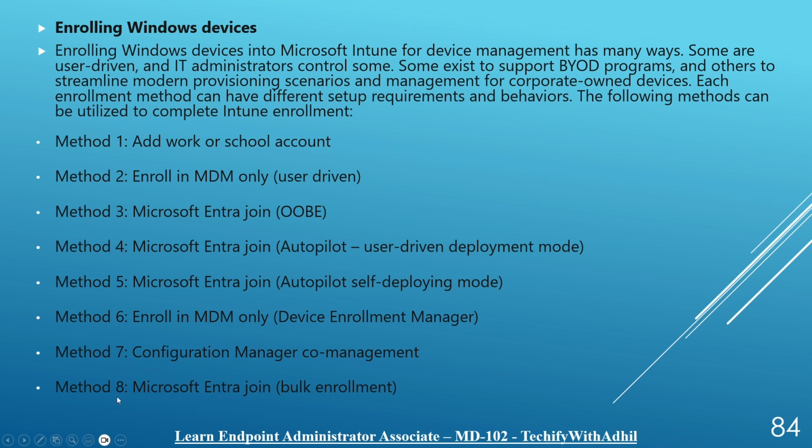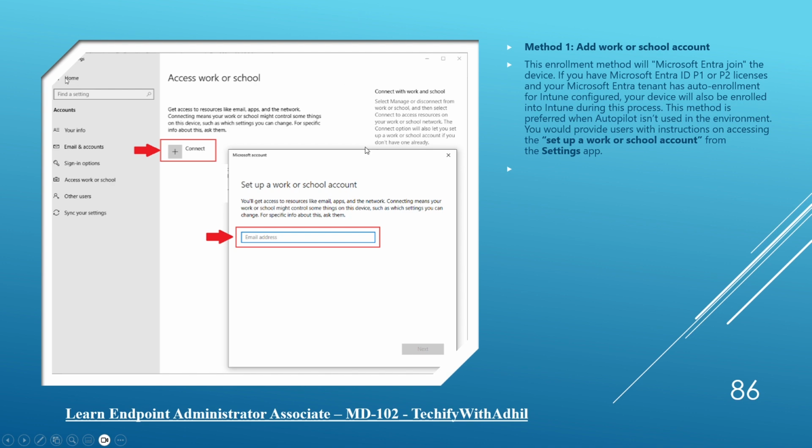Method 7 is configuration manager co-management, and method 8 is Microsoft Entra join, which is bulk enrollment. We can use all these methods based on the scenarios and based on the requirement. We can choose the method which we want to use for the deployment.